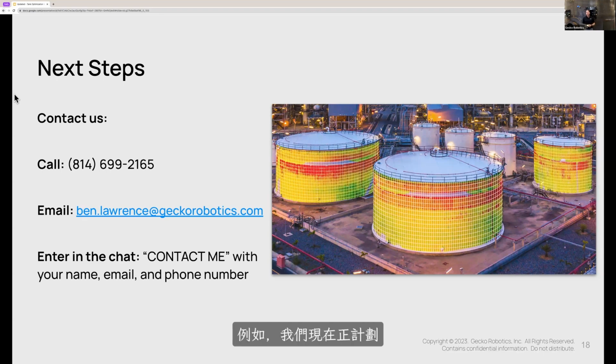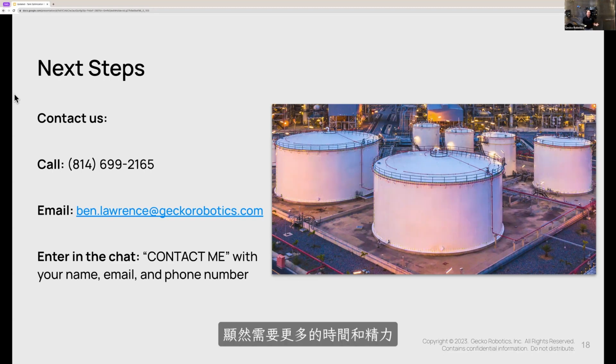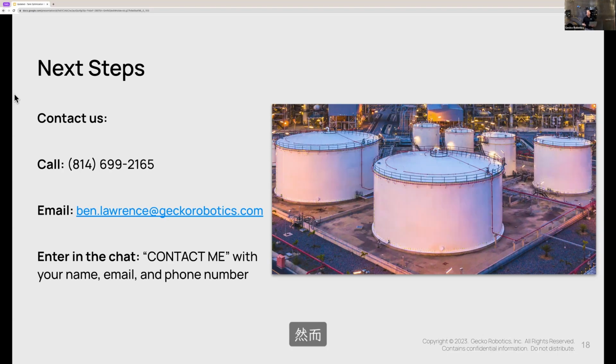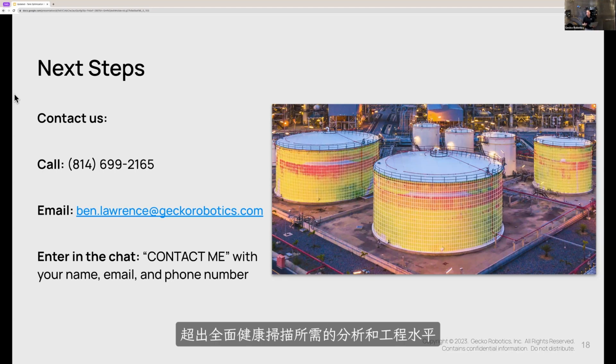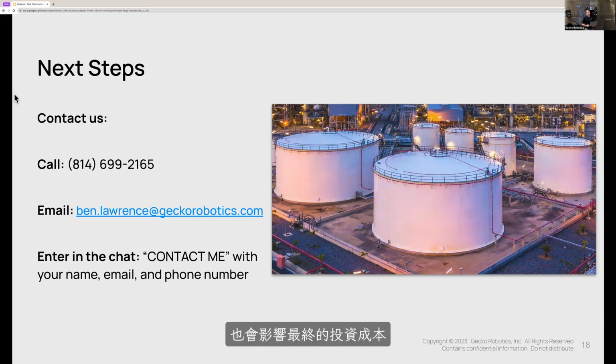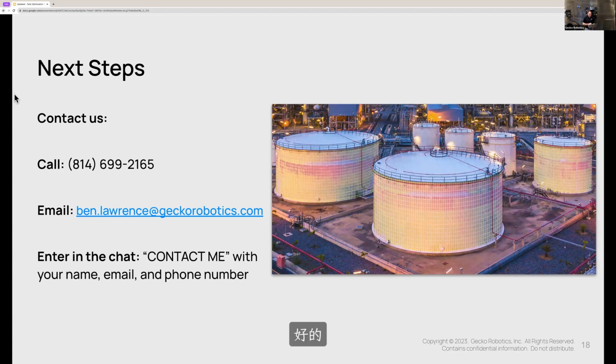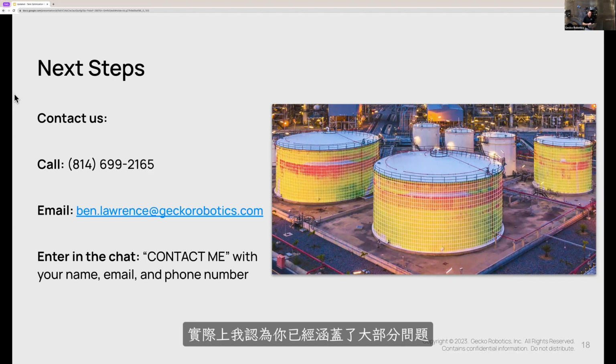For example, I know that we're just planning now to do some inspection on tanks that have a 360-foot diameter. So when they're that large, obviously it takes a little more time and effort. But the level of analytics and engineering that you need above and beyond that comprehensive health scan will also impact what the investment will be. Okay, actually, I think this one you pretty much covered.